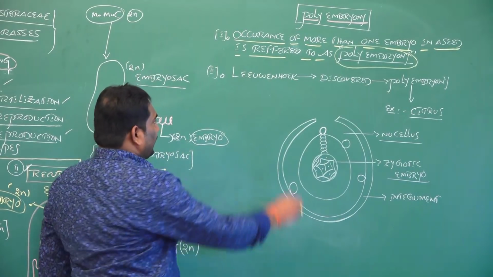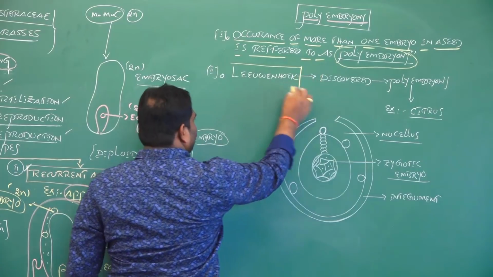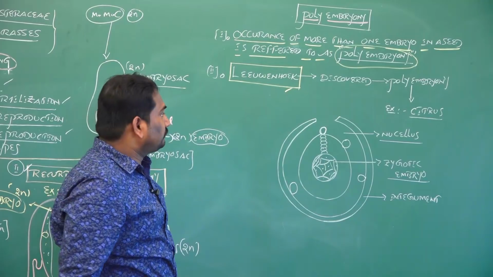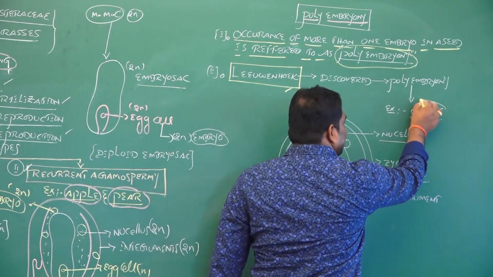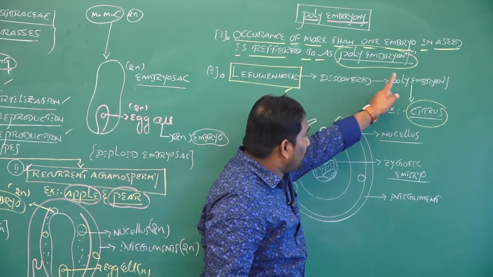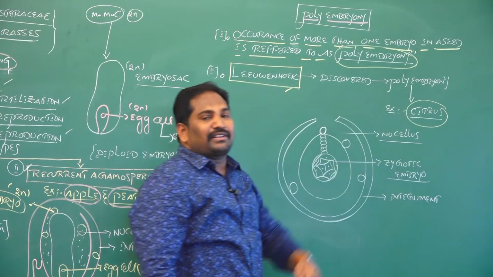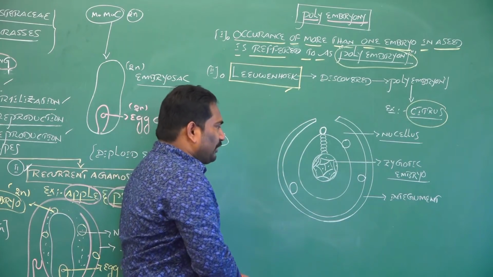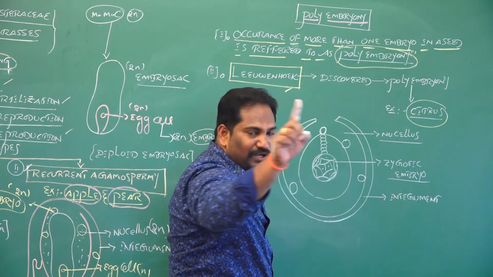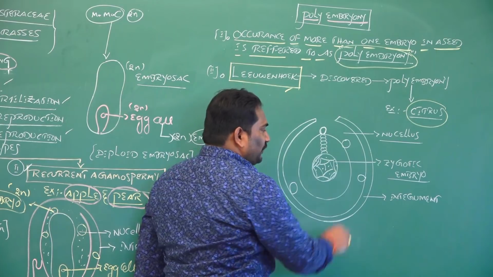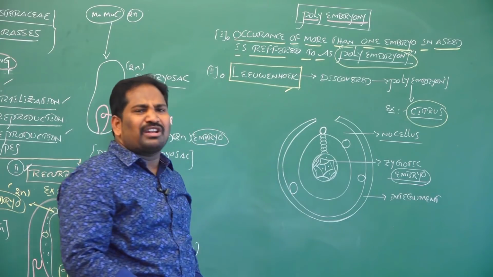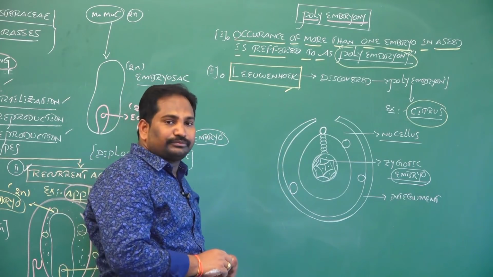This polyembryony was first discovered by one of the dynamic scientists. His name is Leeuwenhoek in the plant of citrus. The scientist Leeuwenhoek first discovered polyembryony in the plant of citrus. During polyembryony, zygote, when fertilization takes place, haploid male gamete with haploid female gamete forms diploid zygote, the diploid zygote develops into diploid embryo. It's a normal embryogenesis or embryo development.